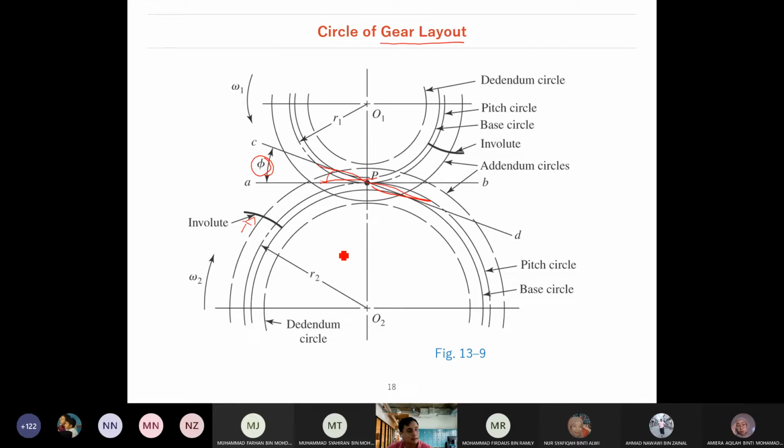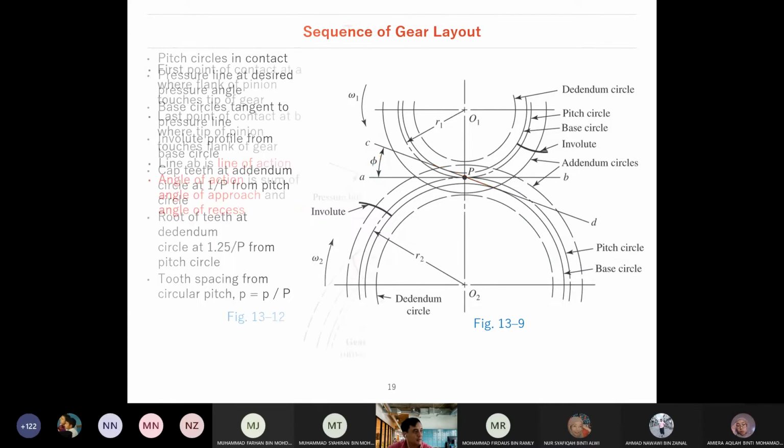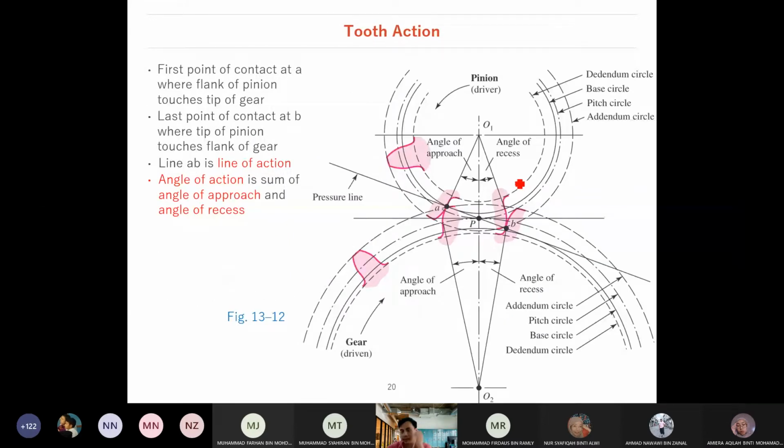Alright, I will go to the next slide. Okay, alright, this is we call it as the pressure ataupun line of action. Alright, kat mana dia berlaku. This is a pressure angle as well. Okay, alright, all this information dia nak cerita macam mana the sizing of it. Okay, alright, based on the pitch circle, base circle, and everything. Okay, ni tak penting sangat. Alright, okay, ni penting, saya nak kena cerita.